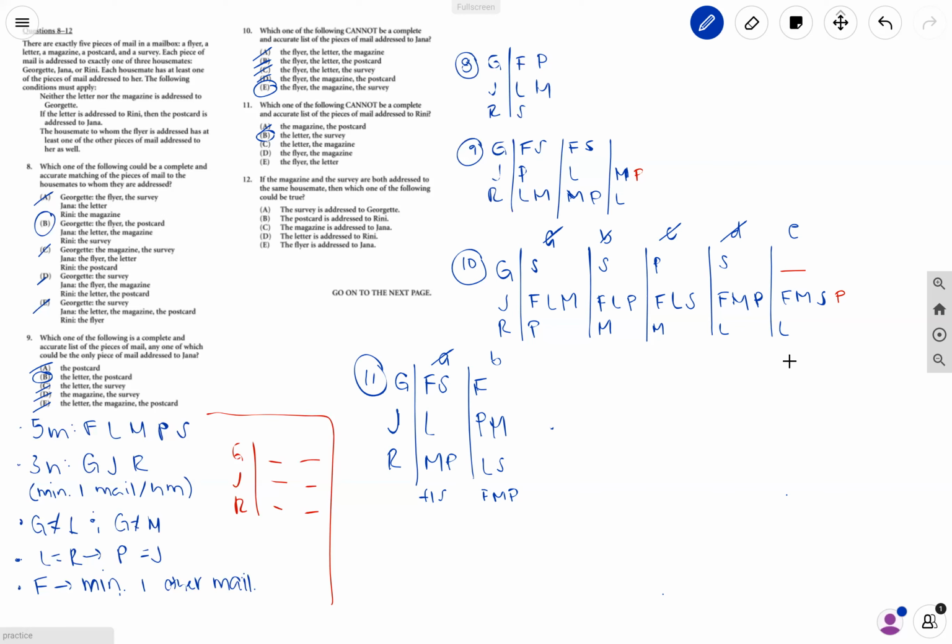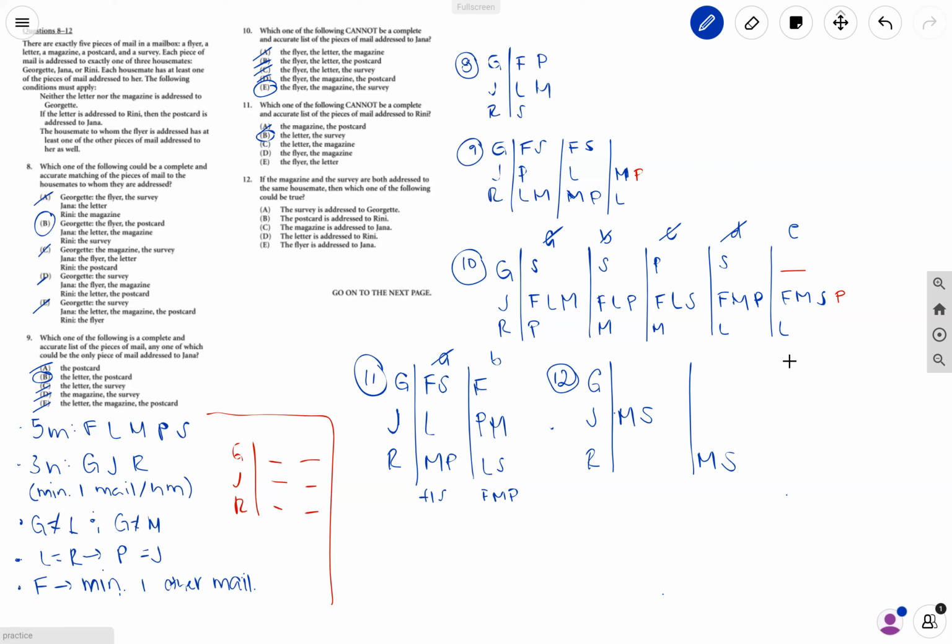And then 12, if the magazine and survey are both assigned to the same housemate, then which one of the following could be true? Okay, so there are two possible combinations here. I know that M can only be assigned to J or to R because M can never be assigned to G. And we're saying the survey and the magazine are assigned to the same housemate. So my two possible ideas are, okay, J and R are the people with M or S. So those are my two possible ideas. And then I have to see what else can follow.